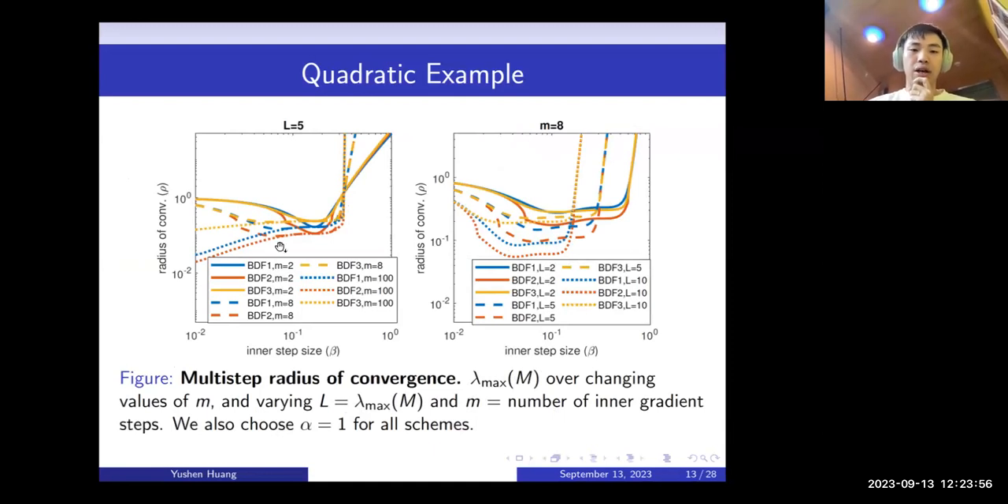And we see that for all these different settings, usually BDF2 performs better than BDF1 and has a better convergence rate than BDF2 and better radius than the BDF3.